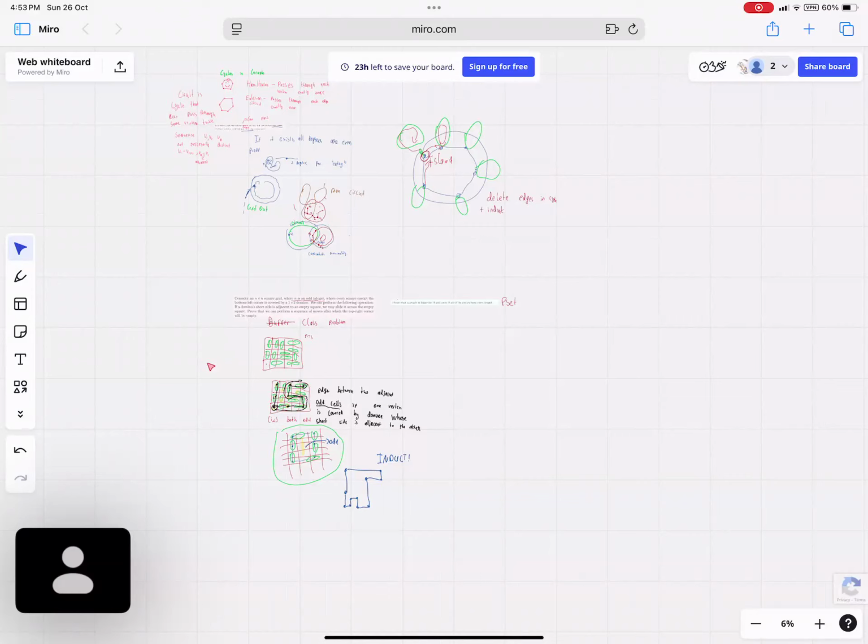For those of y'all who like linear algebra, we're doing this problem without linear algebra. So just remember that.